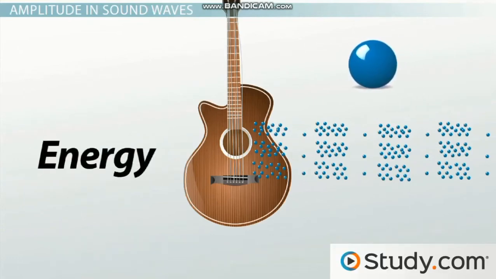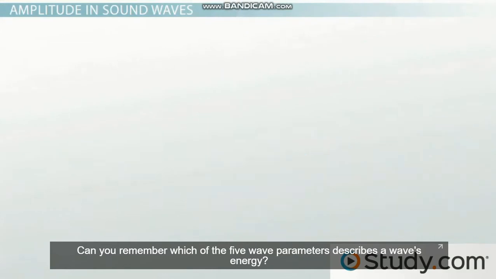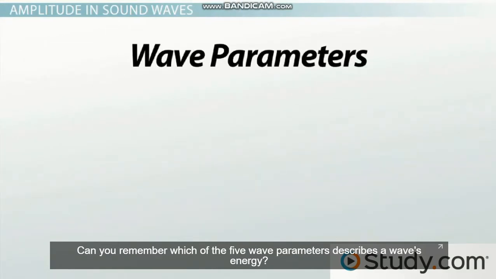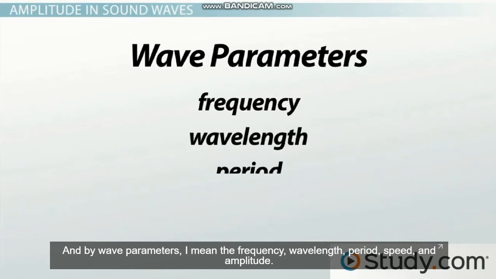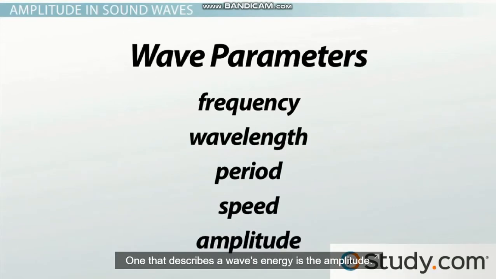Can you remember which of the 5 wave parameters describes a wave's energy? And by wave parameters, I mean the frequency, wavelength, period, speed, and amplitude. The one that describes a wave's energy is the amplitude.